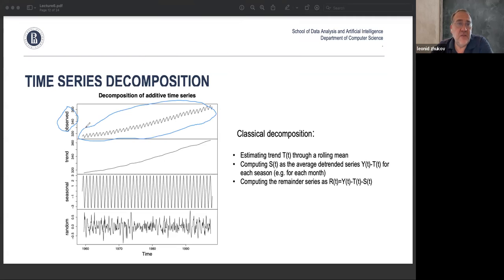The simplest way to do this is to create a rolling mean, which is a sort of sliding window that replaces all the values by some mean value within this window, and then you move this window through the entire data. If it's large enough, it will smooth all the oscillations out, and you will get this trend line.